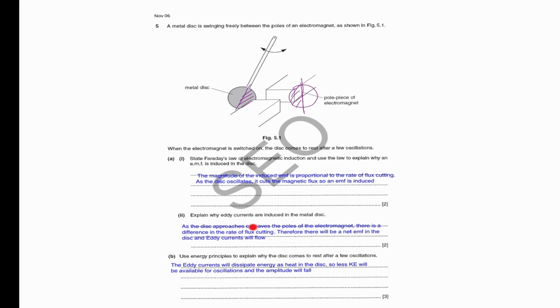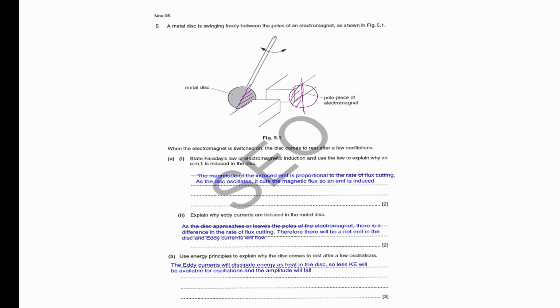As the disc approaches or leaves the poles of the electromagnet, there is a difference in the rate of flux cutting. Therefore, there will be a net EMF in the disc and eddy currents will flow. And then the last part, use energy principles to explain why the disc comes to rest after a few oscillations. Now, when you talk about these eddy currents, it is quite easy to explain in terms of the energy that you will lose as heat.